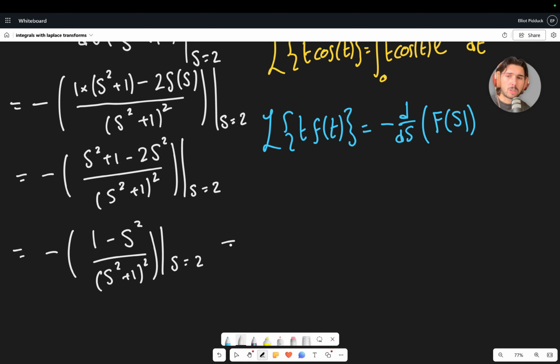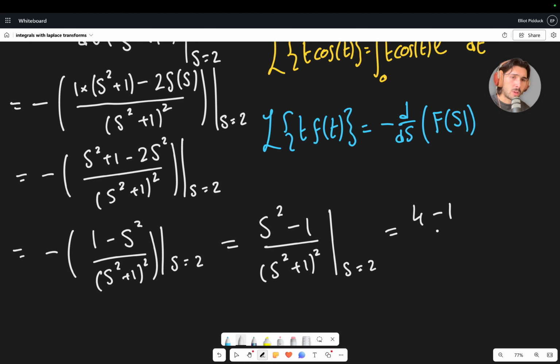And then let's do one more step of working here. I'm going to distribute the minus sign out. So I've got s squared minus 1 over s squared plus 1 squared, and I just need to evaluate this when s is the number 2, and now I can do it. So I've got 2 squared, which is 4, minus 1, over 2 squared, which is 4 again, plus 1, so that's 5 squared there. So I've basically got 3 over 25.